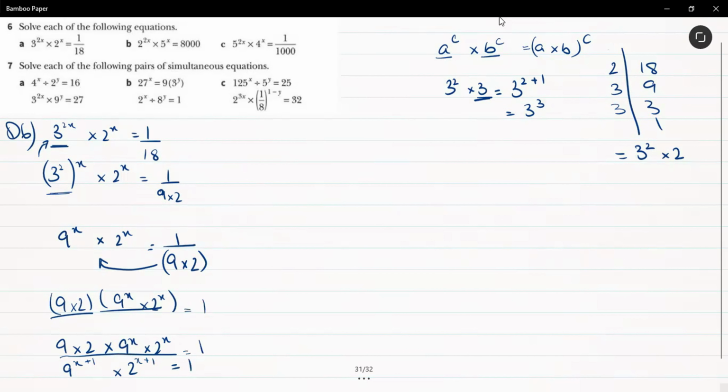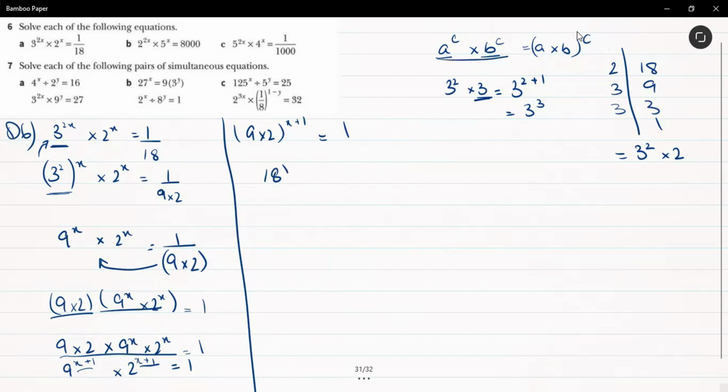Forgot the 1. Okay. And how did this 1 come? We ate this 1 up. So what we're going to say is that 9 multiplied by 2 raised to the power x plus 1, because there's a common power, 9 raised to the power x plus 1 and 2 raised to the power x plus 1. And as we discussed in this rule, a raised to the power c multiplied by b raised to the power c is equal to a multiplied by b raised to the power c. Simple. So now we are going to say that this is equal to 1. So this is going to be 18 raised to the power x plus 1 is equal to 1.